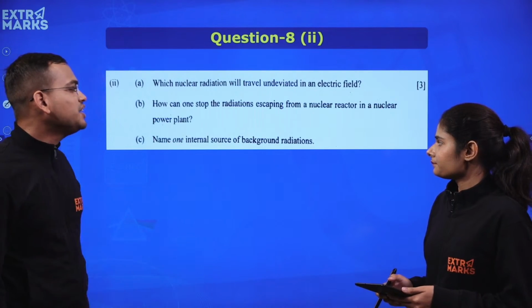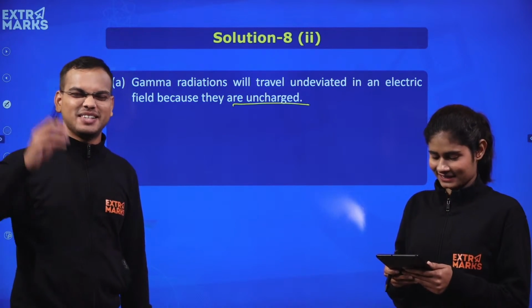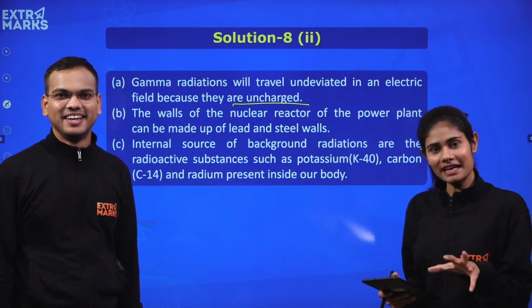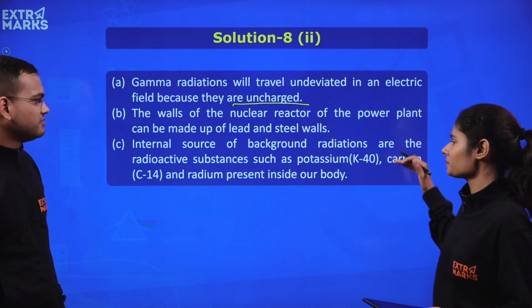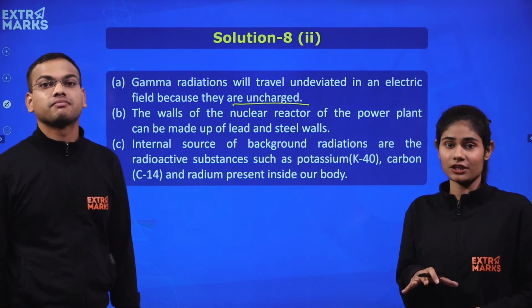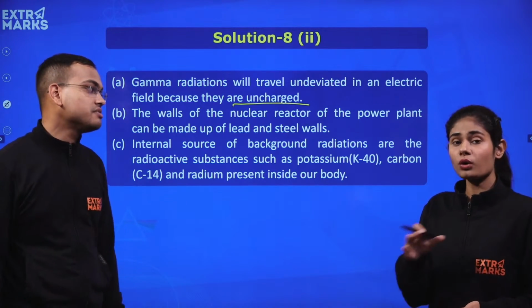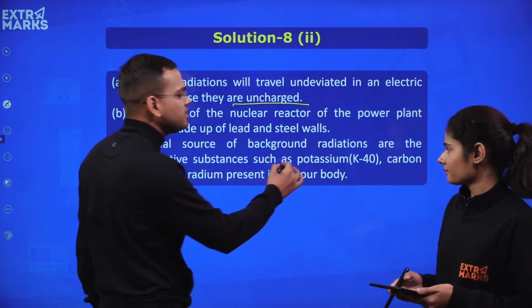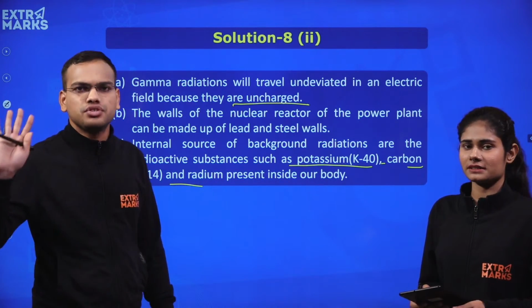Now name one internal source of background radiation. Sometimes students feel, sir, what is this background radiation? It doesn't happen in the background. It is just inside your body. There are a few different things. For example, potassium, carbon, and radium are present inside your body, and you are already exposed to that radiation. These are the background radiation. So you can write any one of these, it will be correct. It is not necessary that you write all three in the examination. Even if you write one thing, that is also fine. You will get full marks, okay?